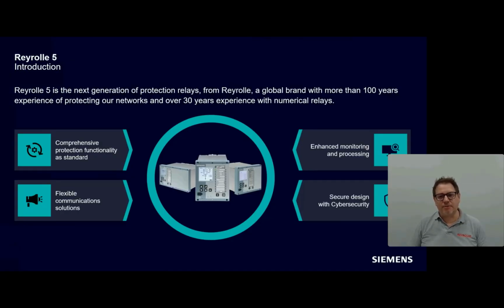It's the next generation of protection relay from Reyrolle, a global brand with more than 100 years experience in protection, with over 30 years in numeric relay protection, with familiar names such as Argus, Solco, and more recently 7SR1 and 7SR10. It was first released in 2019, and we've delivered over 40,000 devices to date. The Reyrolle 5 includes a range of protection devices with IEC 61850 and cybersecurity as standard.